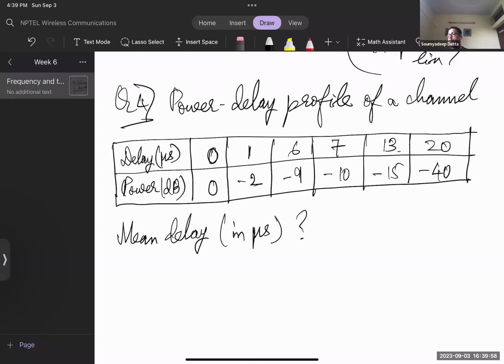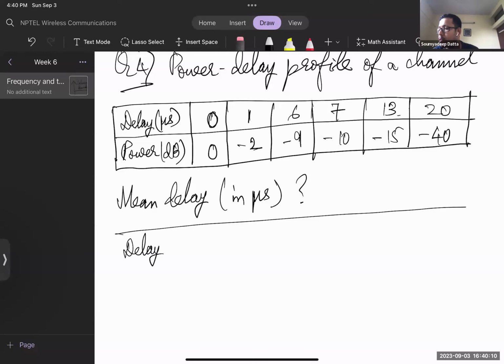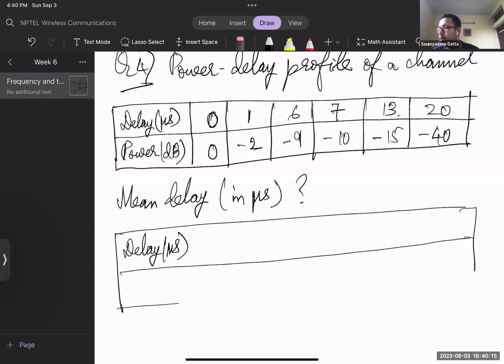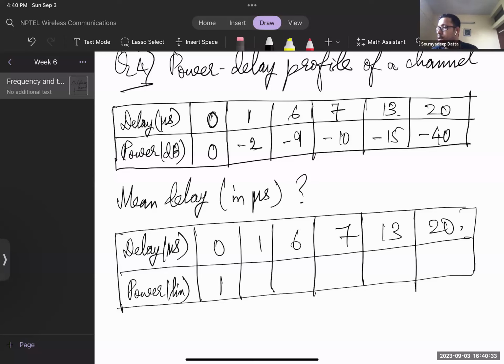Before computing the weighted mean, we should first convert all the dB scale values to linear scale. So we can quickly redraw the table with values in linear scale. Delays in microseconds. So let us convert power to linear scale. Can somebody tell me the values quickly? The delays I'm writing are 0, 1, 6, 7, 13, 20. And you have to tell me these values. So 0 dB is 1. The next is 10 to the power minus 0.2. And somebody tell me the value.